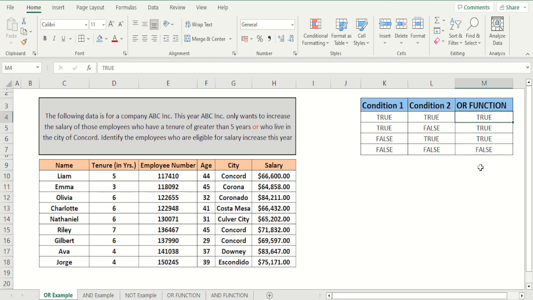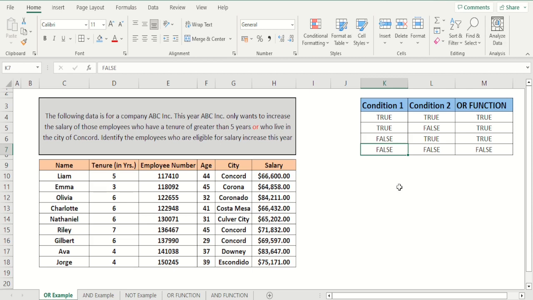So let's understand what the result of the OR function would be when it is applied to this scenario. When both the conditions are true, OR returns true. When one is true and the other one is false, the answer is still true. The only scenario in which OR returns false is when both the conditions are false.